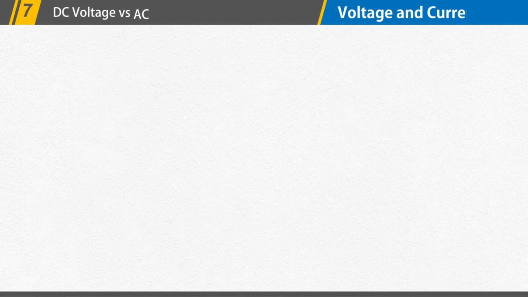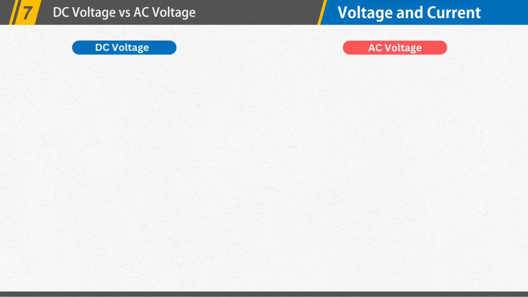DC versus AC voltage. We have reached the last stage of our video. The last topic we will end the video with is AC and DC voltage. DC and AC voltage are two types of electrical signals that differ in their characteristics and applications.